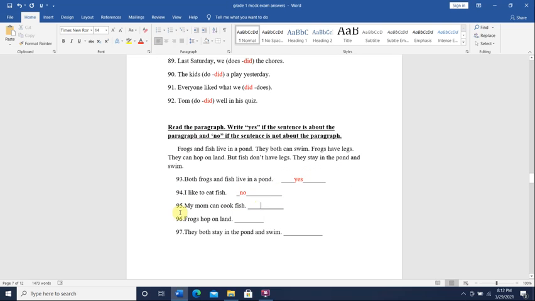Okay, number 95. My mom can cook fish. Does this detail or sentence belong to the paragraph? No. Okay, number 96. Frogs can hop on land. Is this from the paragraph? Yes, it is a detail that belongs to the paragraph. They both stay in the pond and swim. Yes, both frogs and fish can stay in the pond and swim.